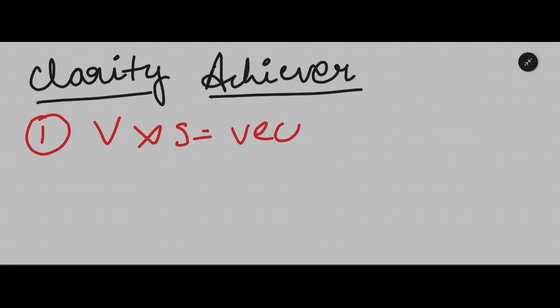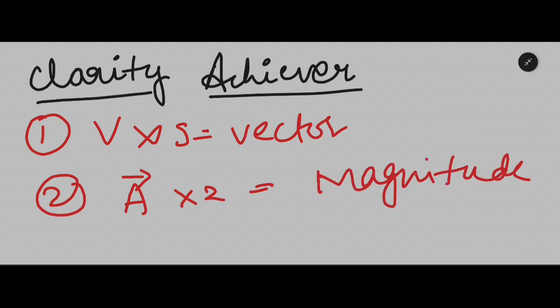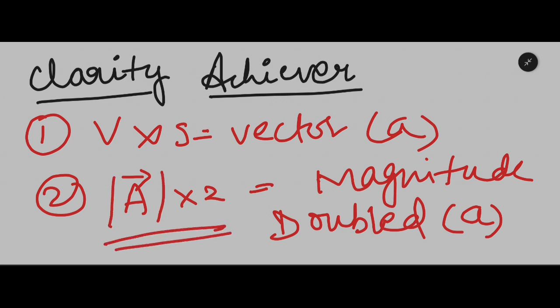Looking at the Clarity Achiever, first question: when a vector is multiplied by a scalar, the resultant is, so vector into scalar is a vector. Next, second one: when a vector is multiplied by 2, then its magnitude becomes, so the magnitude will be doubled. Doubled is option A. We are simply multiplying it with 2.